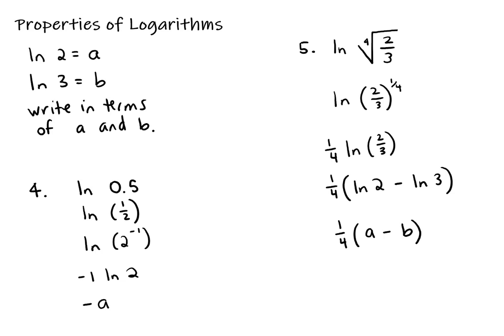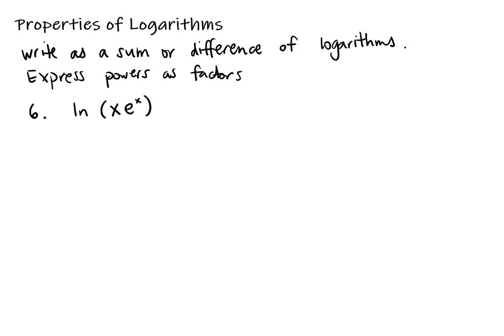We've used some algebraic properties to rewrite this logarithm in terms of a and b. The next 3 questions ask us to write as a sum or difference of logarithms. So anything that's a product inside our arguments is going to become addition of logarithms. And we want to also express any powers as factors, meaning as the leading coefficients.